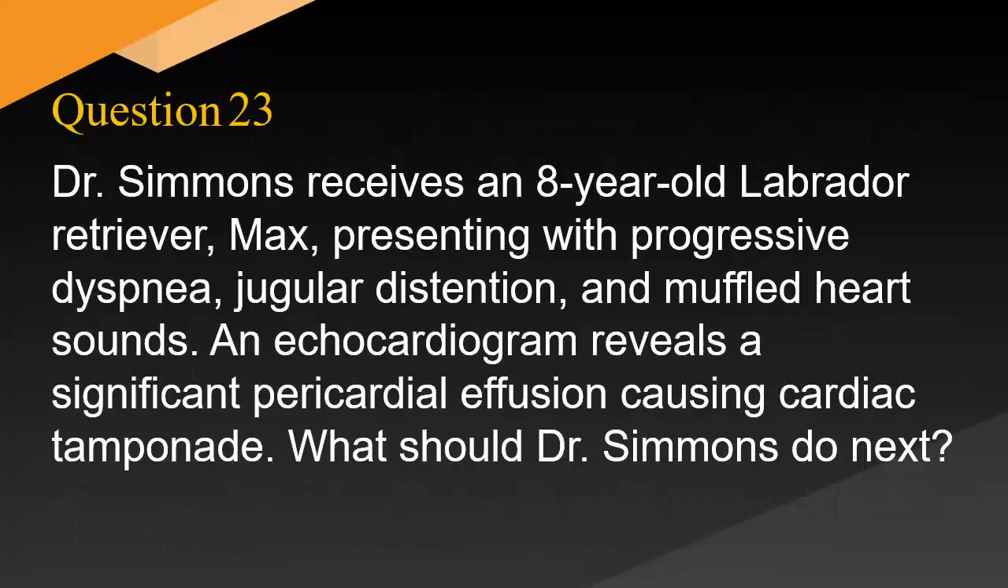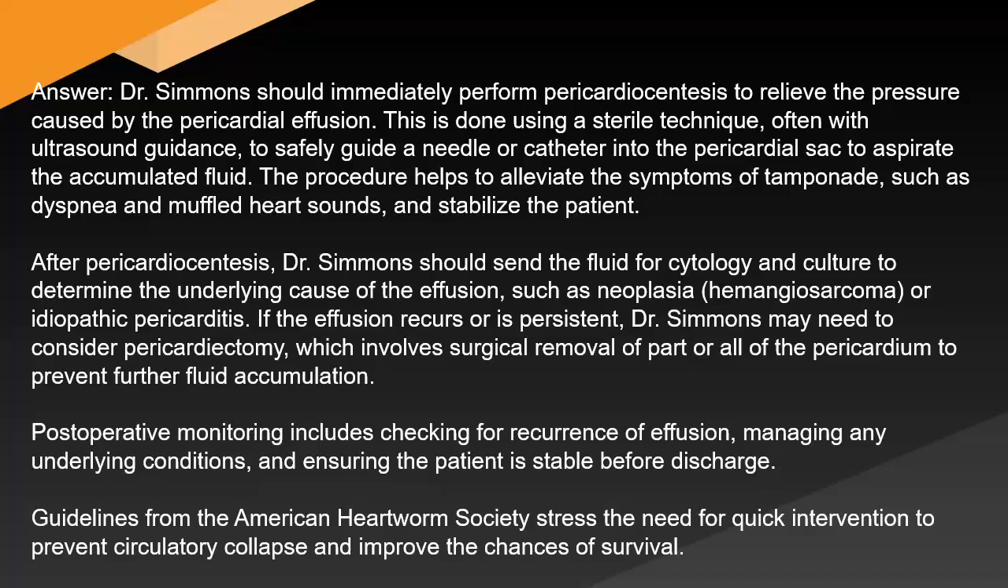Dr. Simmons receives an 8-year-old Labrador Retriever, Max, presenting with progressive dyspnea, jugular distension, and muffled heart sounds. An echocardiogram reveals a significant pericardial effusion causing cardiac tamponade. What should Dr. Simmons do next? Answer: Dr. Simmons should immediately perform pericardiocentesis to relieve the pressure caused by the pericardial effusion.